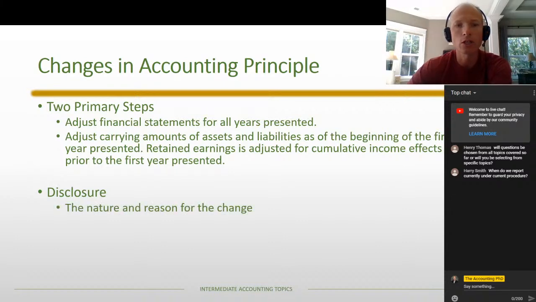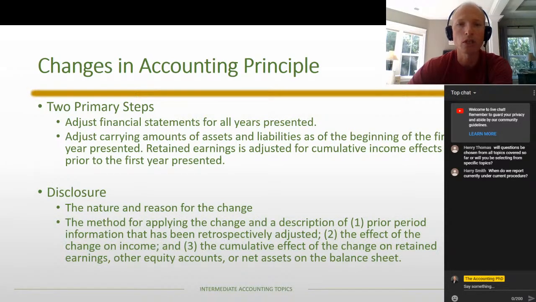There are some required disclosures. First of all, you do need to disclose the nature and reason for the change. Second of all, you do need to disclose the method for how you applied the change. And you also need to describe the prior period information, any effect on changes in income, and any cumulative effect that's been reported either in retained earnings, equity accounts, or anywhere else on the balance sheet. So again, this is just disclosing what happened, disclosing the financial implications of what happened, so that anybody who looks at your financial statements can reconcile what they see in the current financial statement compared to what they may have seen in previous financial statements. And so it's a fairly lengthy disclosure, just so you're aware.